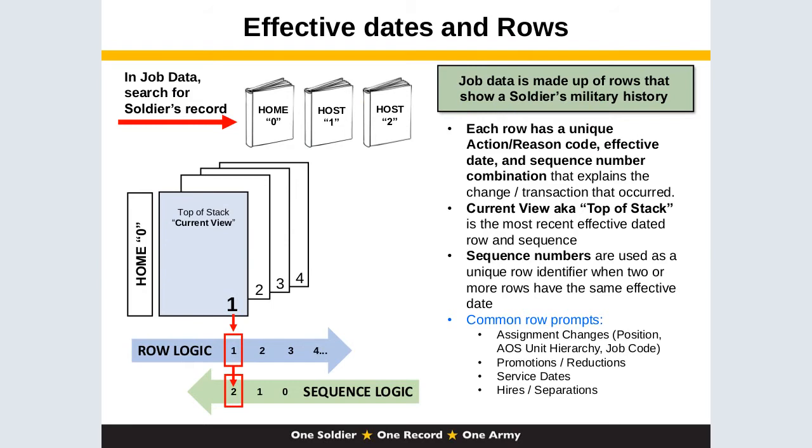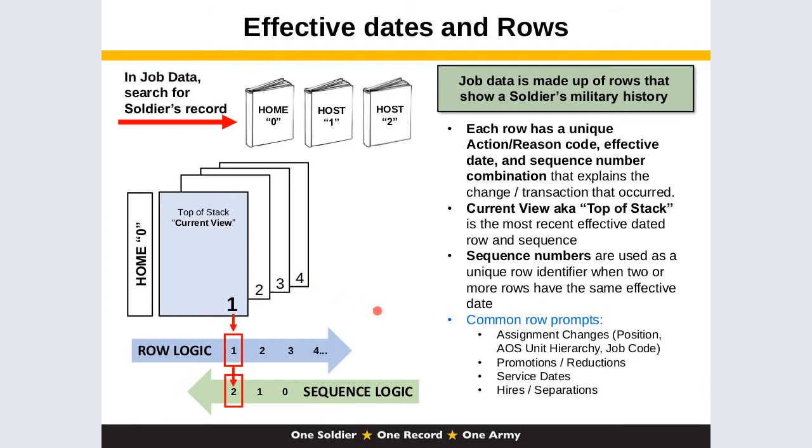So this is the explanation of the effective date, row, and sequence number logic within job data. In short, a soldier's job data history is organized by row effective date and sequence number. The current view, or top of stack, will always be row 1. It's the most recent effective dated row in a soldier's history. Now this is important because when the data from this row does not match something that is on a previous row, a correction is often required. We see this pretty frequently when dealing with promotion data.